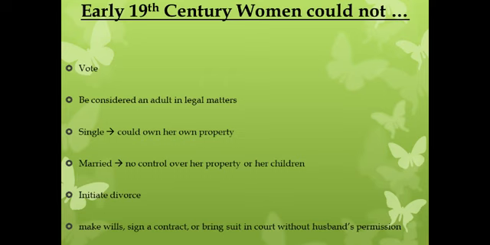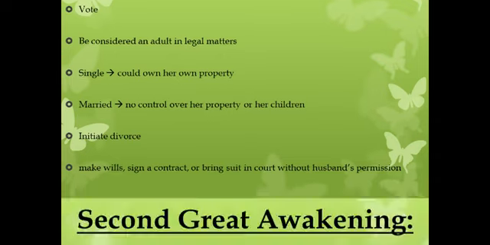So, early 19th century American women could not do the following things. They couldn't vote. They were not considered an adult. If she was single, she could own her own property. If she was married, she had no control over property or children. She could not initiate divorce. She could not make wills, sign a contract, or bring a suit in court without her husband's permission. So women really didn't have a whole lot of rights right now.